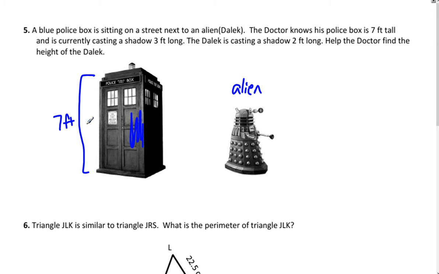So it's 7 feet tall. I label my picture 7 feet tall, and it is currently casting a shadow 3 feet long. So I draw a shadow, and I label it 3 feet long. The alien is casting a shadow 2 feet long. I draw a shadow and label it 2 feet. Help the Doctor find the height of the Dalek. So we want to know, what is this height right here?